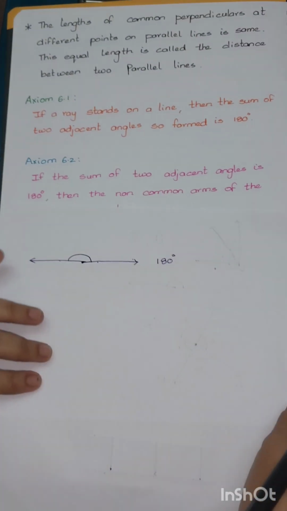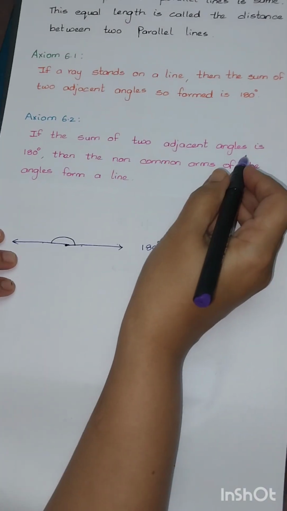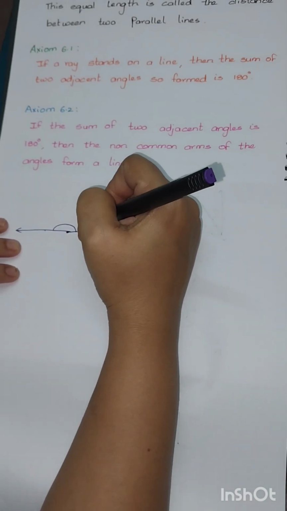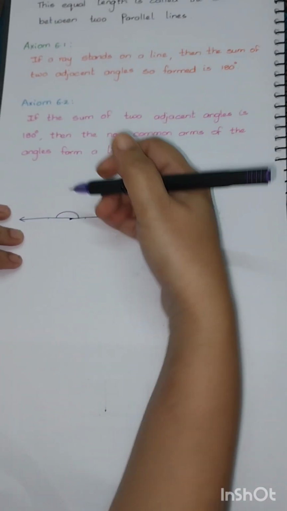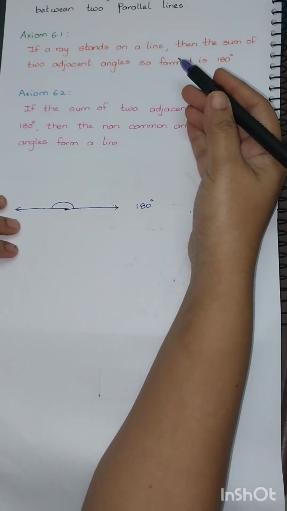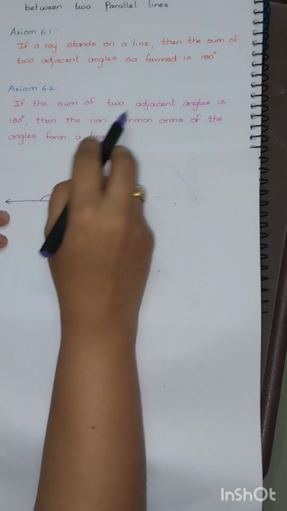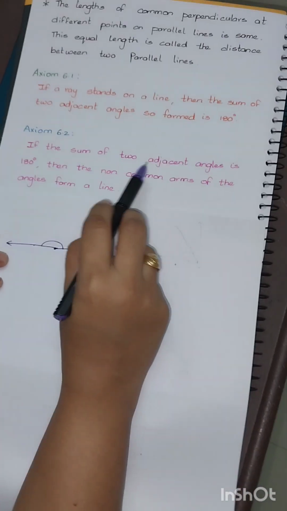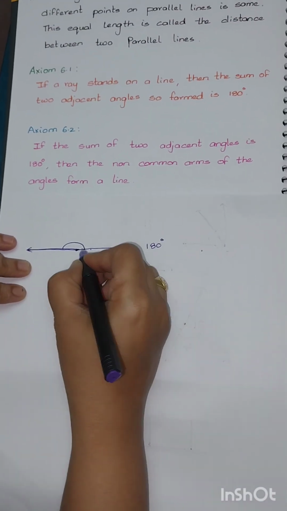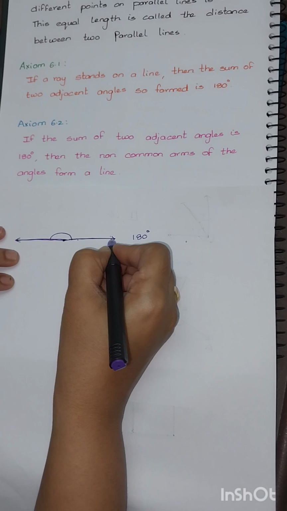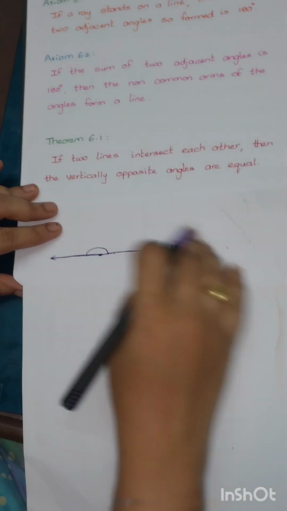Okay. Now what does axiom 6.2 say? If the sum of two adjacent angles is 180 degrees, then the non-common arms form a line. Okay. This is similar to 6.1. You can understand by learning 6.1. See, let us say it one more time. If the sum of two adjacent angles is 180 degrees, then the non-common arms of the angles form a line. Okay. These are the axioms 6.1 and 6.2.